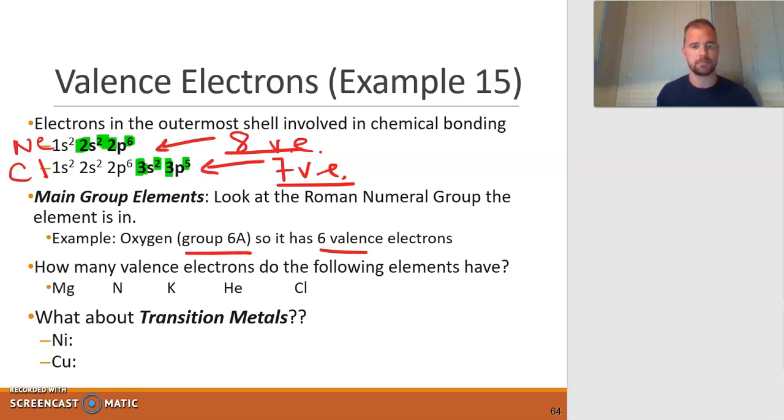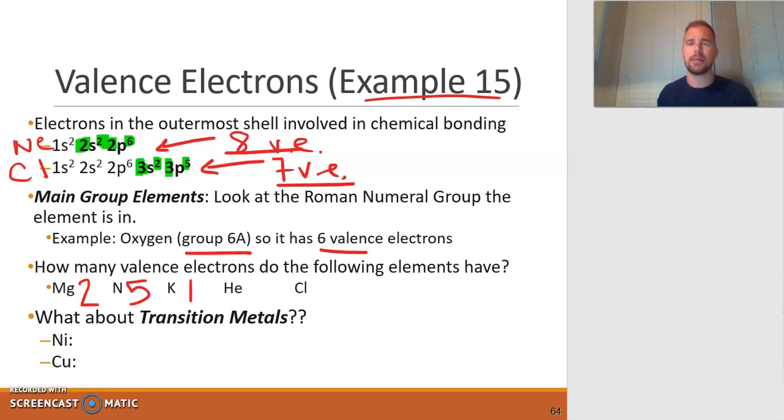So let's do some practice. How many valence electrons do the following elements have? And this can be filled out in example 15. Magnesium is in group 2A, so it has 2 valence electrons. Nitrogen is in 5A, so it has 5 electrons. Potassium is in group 1A, so it has 1 valence electron.